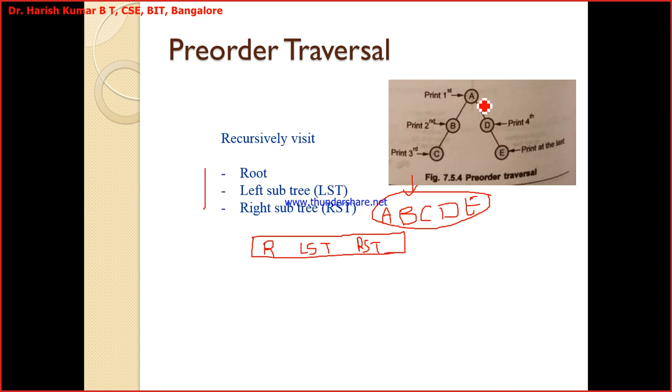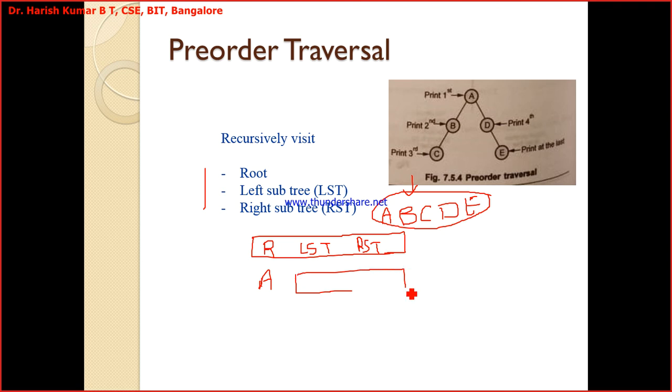Now I'll start from here. I know the root node for this tree is what? A. I'll put A. Okay. Next, this LST needs to be examined. I'll check whether there is a left subtree for the root node A. Does a left subtree exist for the root node A? Yes, sir. Yes, it exists. Now this LST, I'll expand it like this.